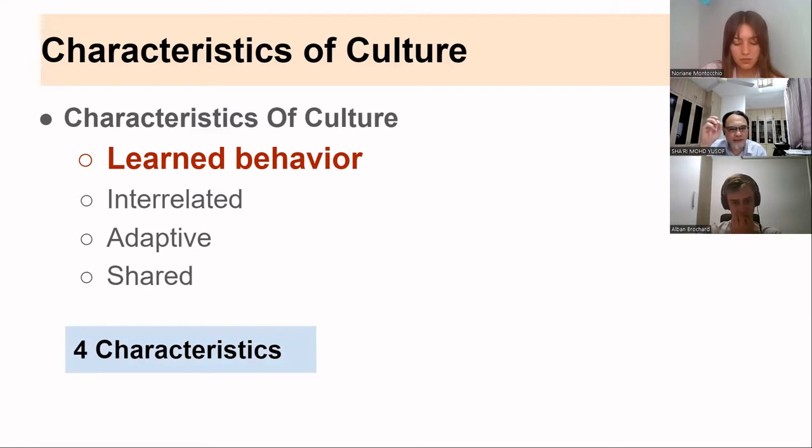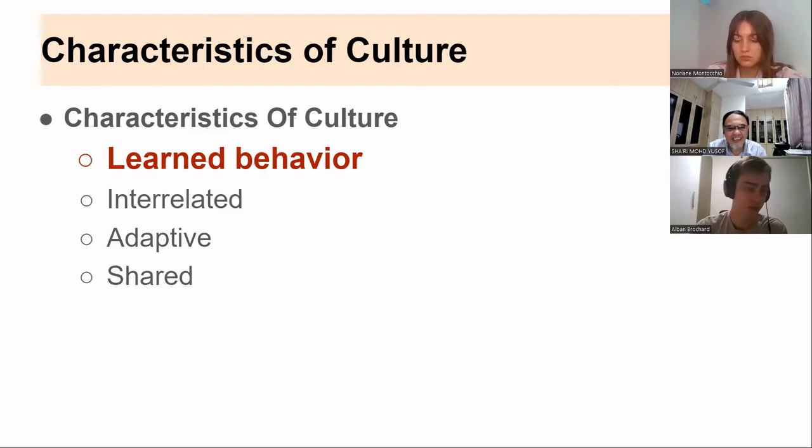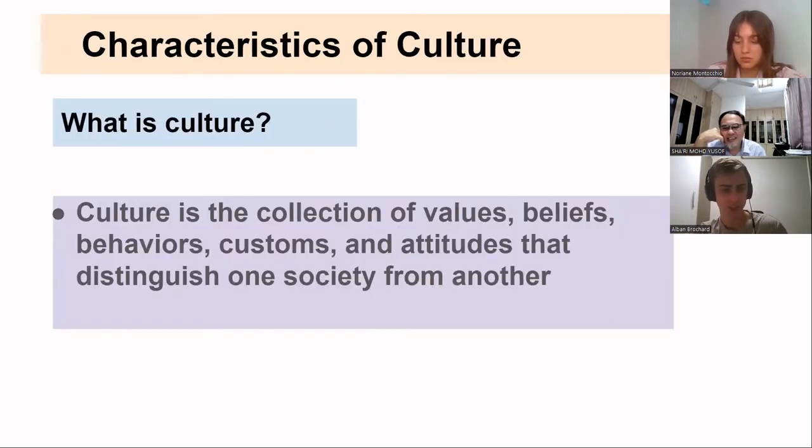First of all, the characteristic of culture is that it is learned behavior. You agree? Culture is learned behavior. Alban, is it learned behavior? I think so. When you asked for the definition of culture, I was thinking of behavior, like your education and behavior. Yeah, your behavior depends on your education, and your education depends on your culture. It depends on your education level, how knowledgeable you are.